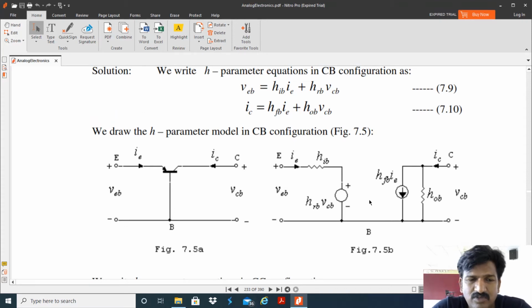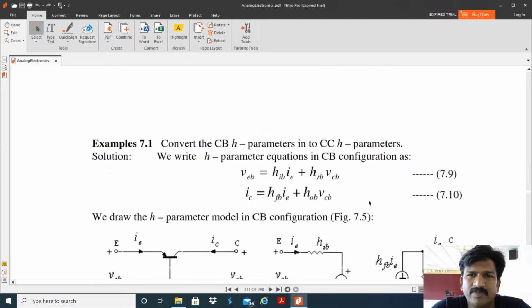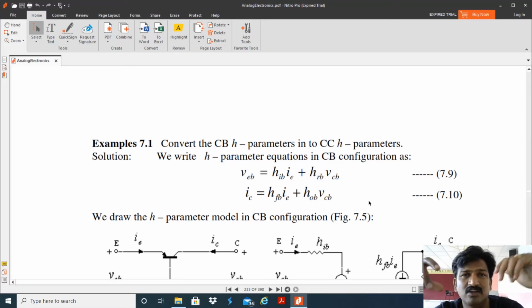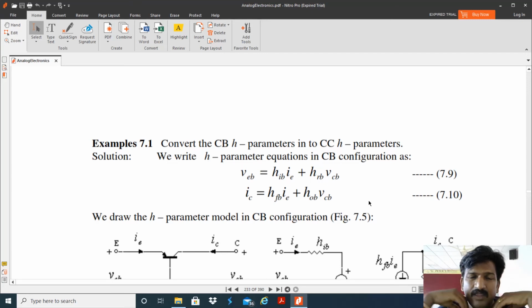By this way you can convert any model to any model, not only CB to CC, CE to CC. CB to CE you can convert, CE to CB you can convert, CC to CB you can convert. Like this you can convert any model to any model. You should follow the instructions properly.